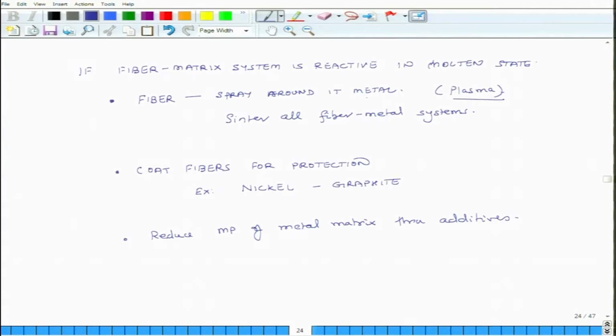For instance, if you add, for example, 12% silica to aluminum, the melting point goes down from 660 degrees centigrade to 580 degrees centigrade. So these are all different strategies you use. And the last option is CVD, chemical vapor deposition. So this is another thing you can use.